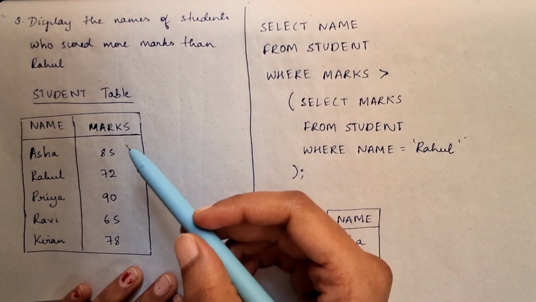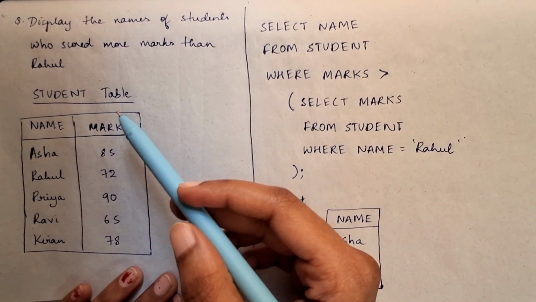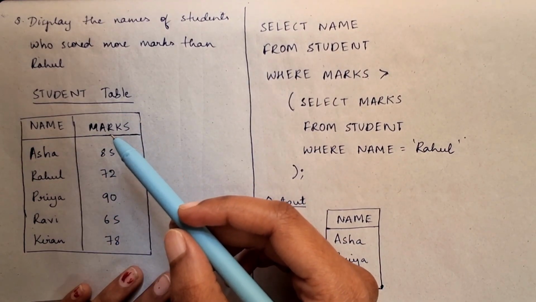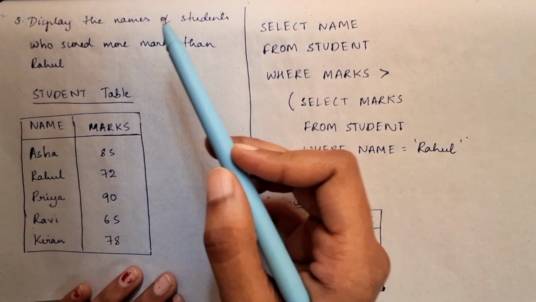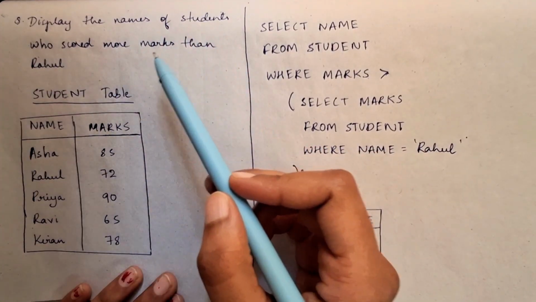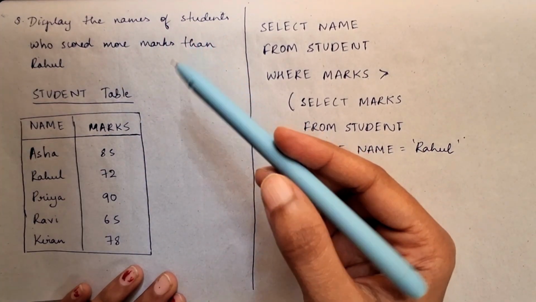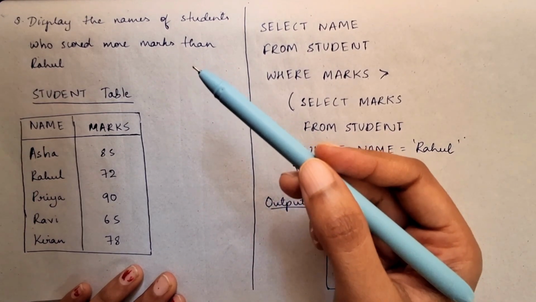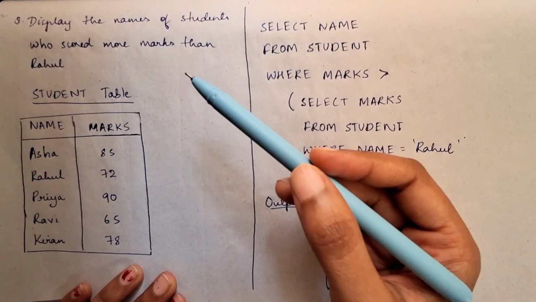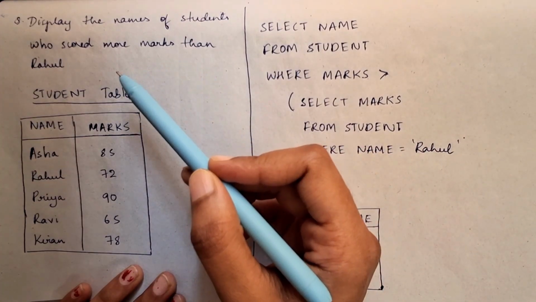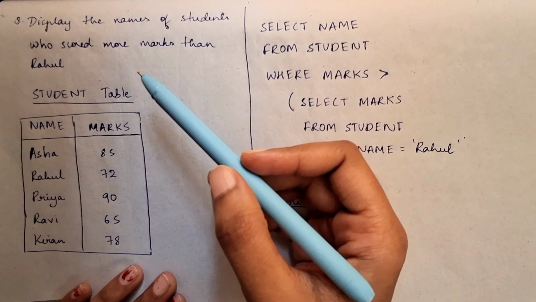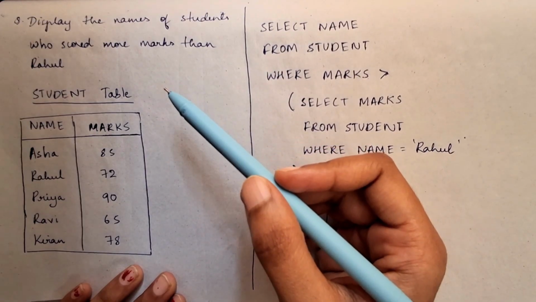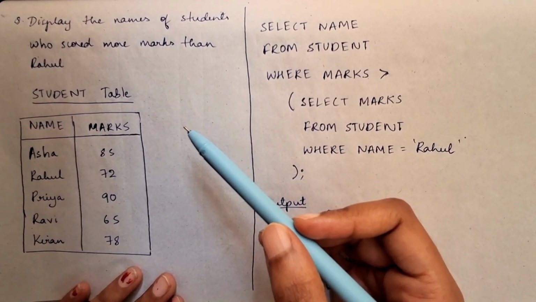Here we have a simple table called student table, which has two columns, that is name and marks. Now the question is, display the names of students who scored more marks than Rahul. If we observe this question carefully, the value we need to compare with is not given directly. The question only says more marks than Rahul, but it does not tell us Rahul's marks. So Rahul's marks become an unknown value, and to get that value we have to use a subquery.